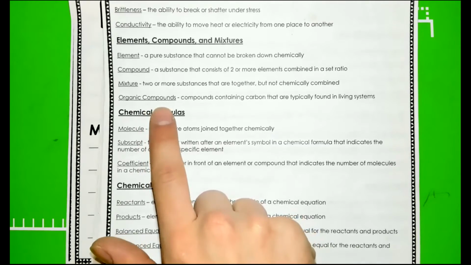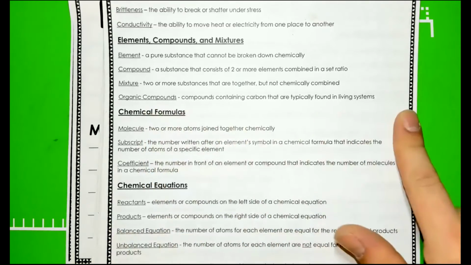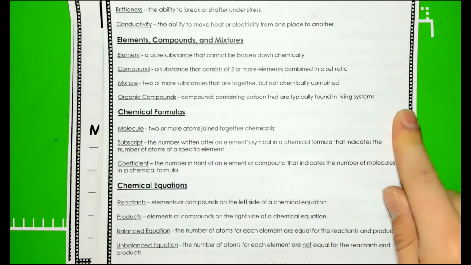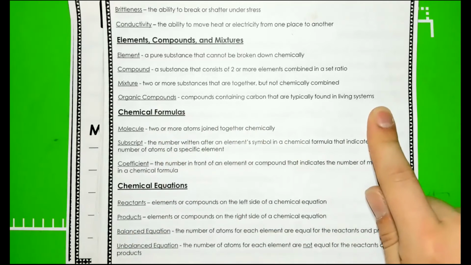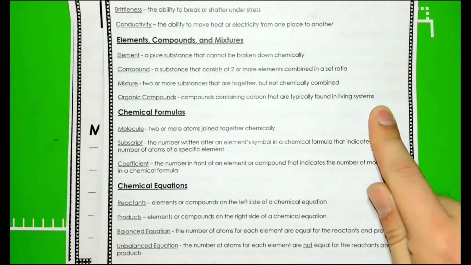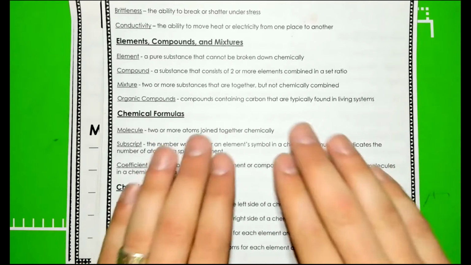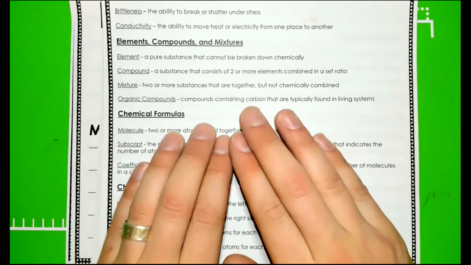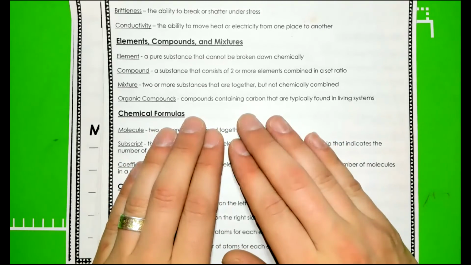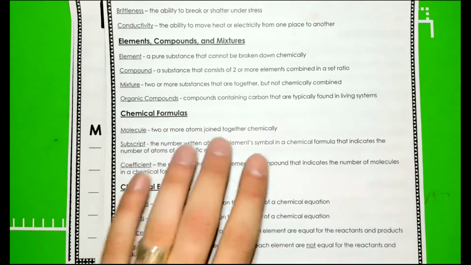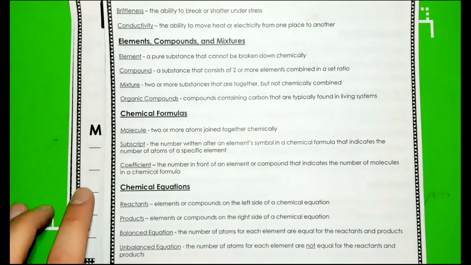And last but not least, our organic compound. We memorize the acronym CHOMPS for our organic compound, and that's carbon, hydrogen, oxygen, phosphorus, sulfur, and nitrogen. So that CHOMPS acronym is just all of the elements that you can find in organic things, living things, but carbon being the most important one.